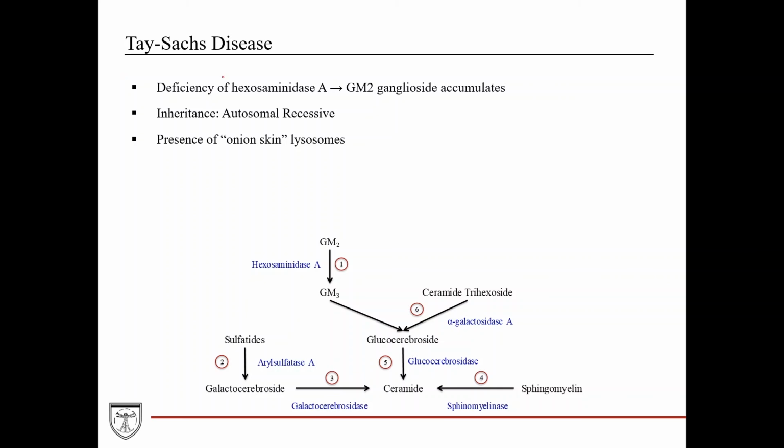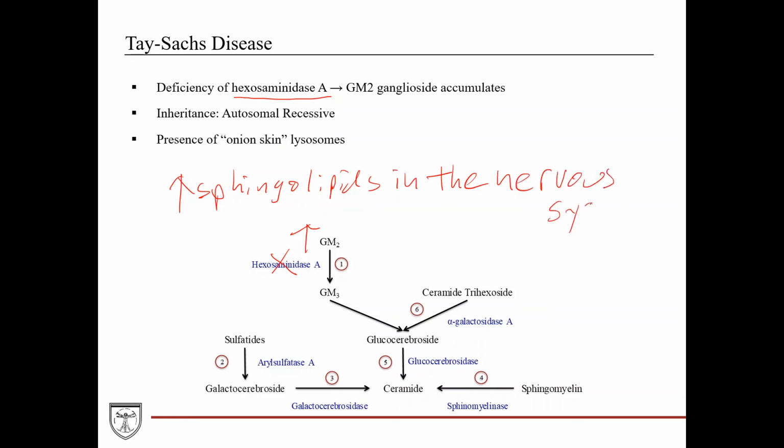So Tay-Sachs disease, this is due to a deficiency of hexosaminidase A, which is the enzyme found down here, and is responsible for converting GM2 ganglioside into GM3 ganglioside. So as a result of that, you're going to have GM2 ganglioside accumulate, so you're going to have increased sphingolipids in the nervous system, much like many of these other disorders. And so it's going to really wreak havoc on the nervous system especially. Inheritance-wise, it's autosomal recessive. And then on cellular analysis, you'll see onion skin lysosomes. That's kind of a buzzword to pay attention to.